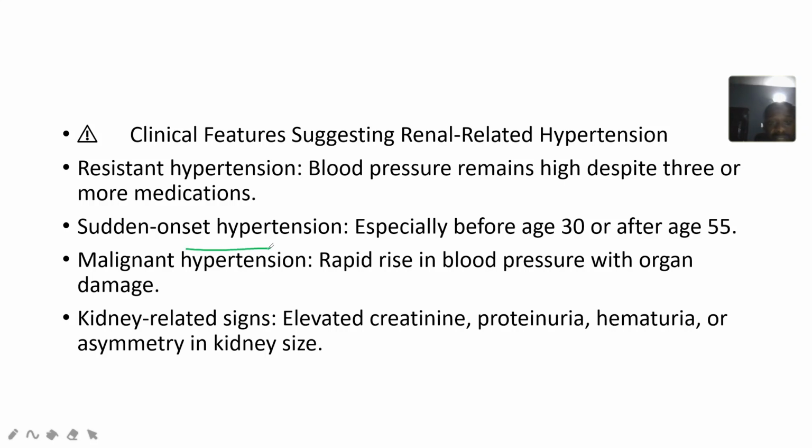Sudden onset hypertension, or hypertension before the age of 30. Malignant hypertension, where there's a rapid rise in blood pressure just like that. And kidney-related signs: if you check creatinine levels, they are going high. If you check the urine, the person is passing out protein in urine, or passing out blood in urine. And probably when you check the two sides of the kidney, the size is not the same.